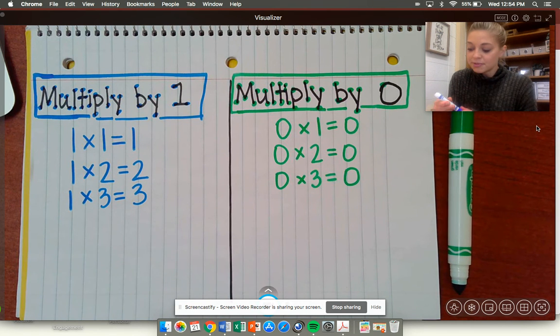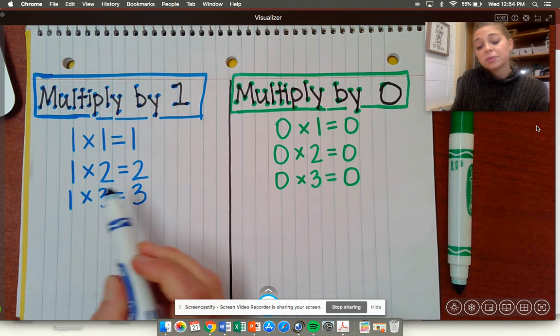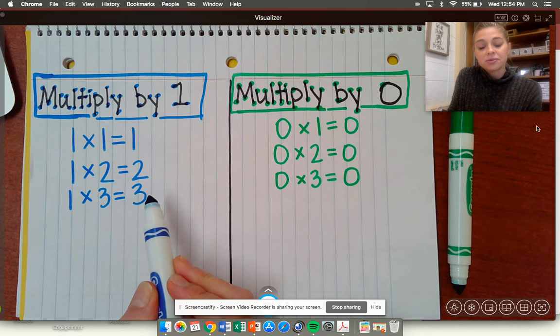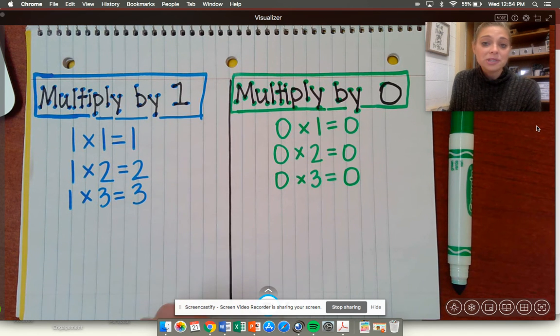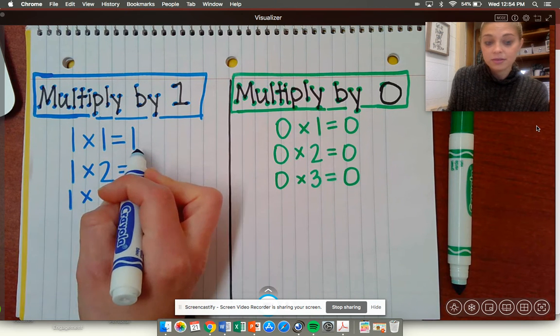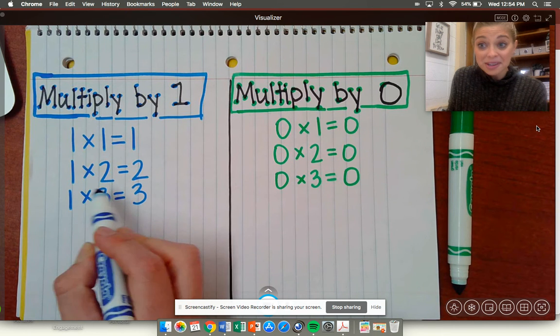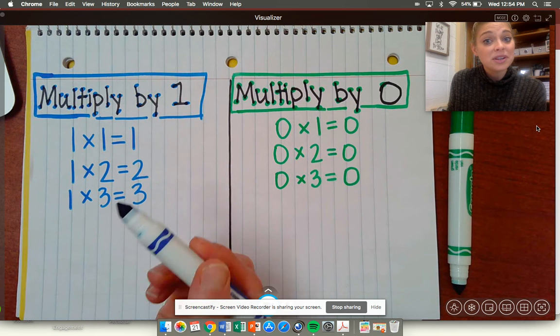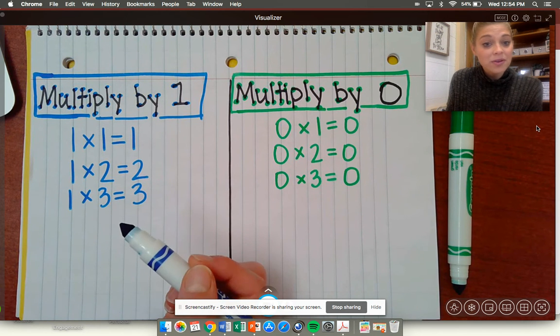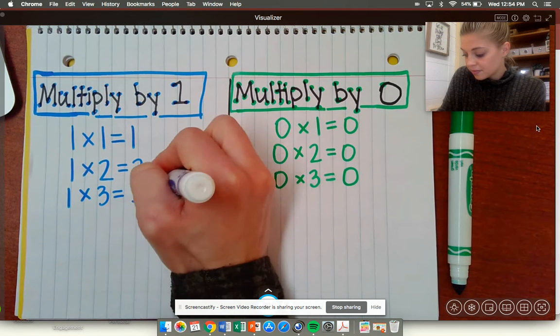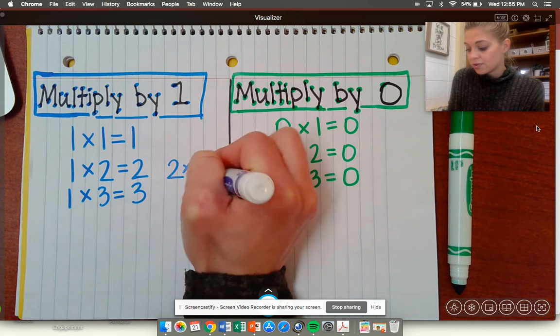So 1 times 1 equals 1. 1 times 2 equals 2. 1 times 3 equals 3. Whenever you have a number multiplied by 1 or 1 multiplied by any other number, that answer, the product, which is the answer to a multiplication problem, is going to be the same as that number. So 1 times 1 is 1. 1 times 2 is also going to be 2. And you know what? Because of the commutative property of multiplication that we learned about, 2 times 1 would also be 2. You can flip-flop.